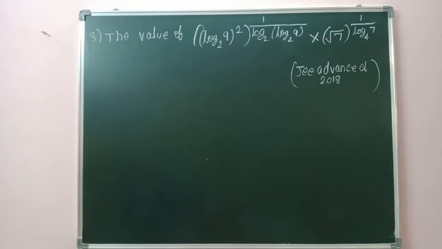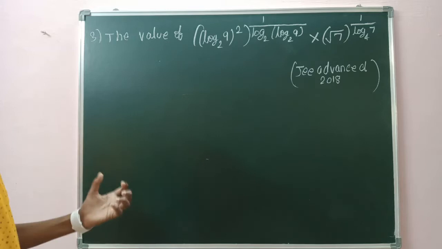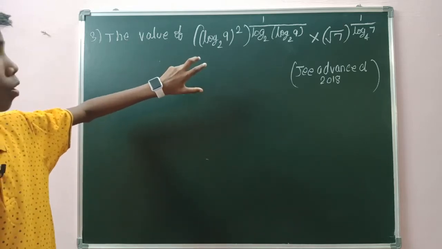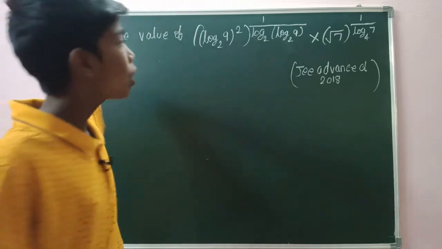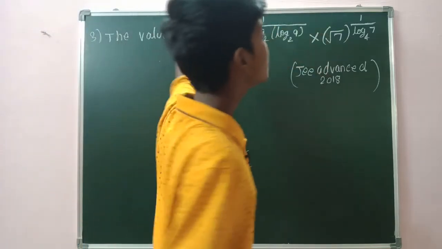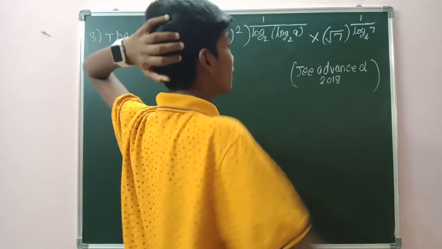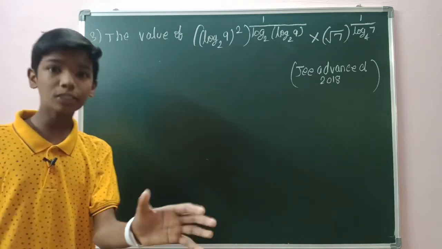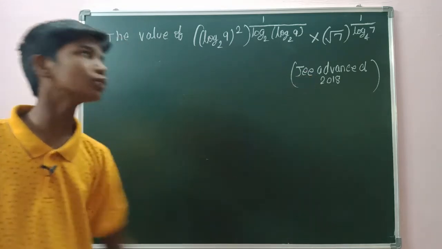The question is, the value of (log to the base 2 of 9) whole square, whole to the power 1 by log to the base 2 of log to the base 2 of 9, into root 7 to the power of 1 by log to the base 4 of 7. Guys, this looks complicated, but it's a very easy question, and this was asked in JEE Advanced 2018.